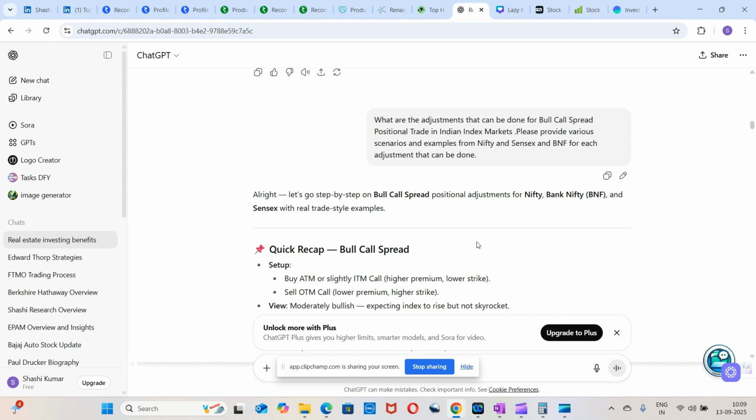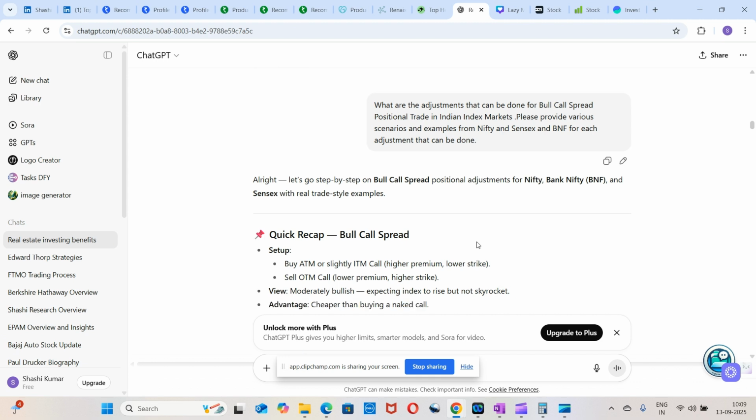Today we are going to discuss bull call spread positional trade adjustments in Indian index markets. We will go through specific examples and scenarios from Nifty, Sensex, and Bank Nifty. We already went through bear call spread and bear put spread, which are directional strategies, and this is a part of the directional strategies. When your view is bullish, then you take a bull call spread. And these are positional trade adjustments.